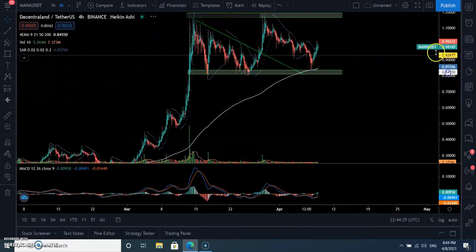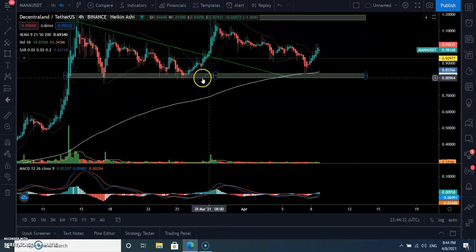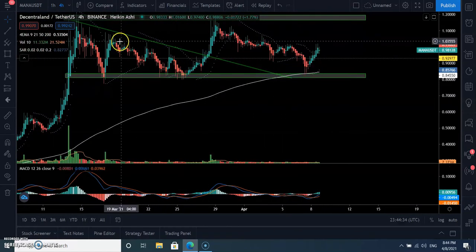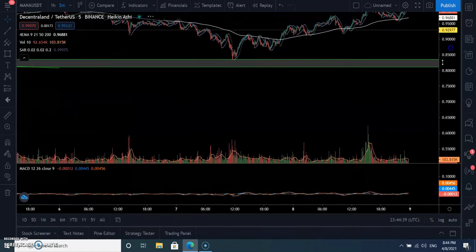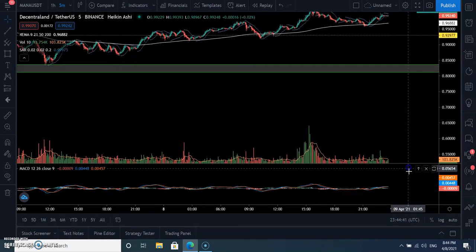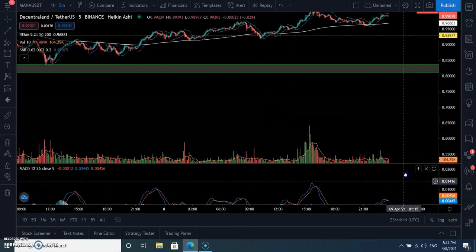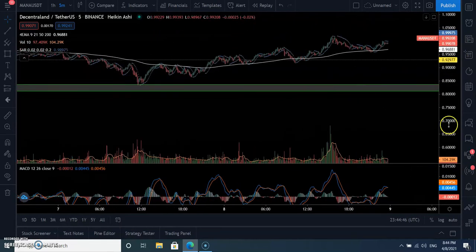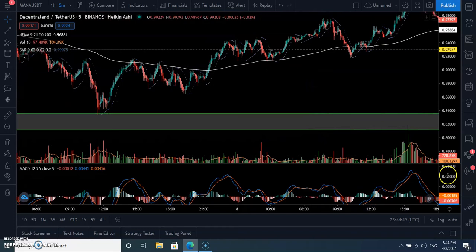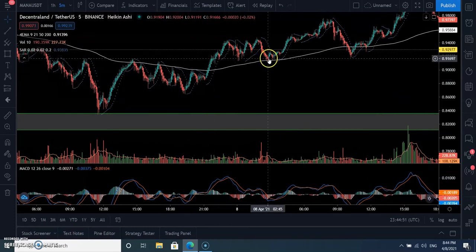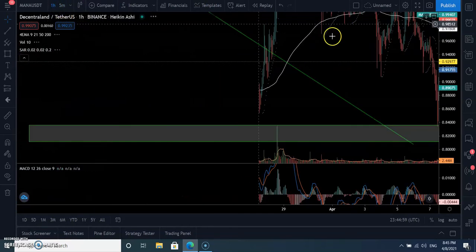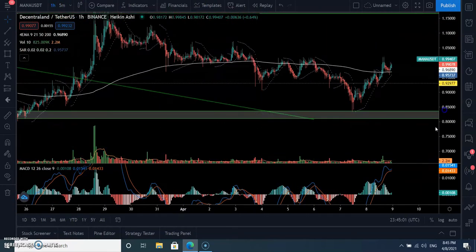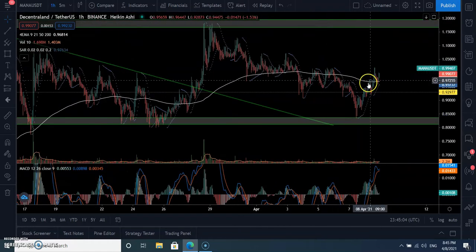Okay, so here MANA is not a bad example. As you see, it tested here a few times, so still holding above the 200. We go with 5 minutes, see if it meets our criteria here. Okay, it's still above. Okay, so even here, this would have been a good re-entry as well. Let's go to 1 hour. Find some areas of resistance.